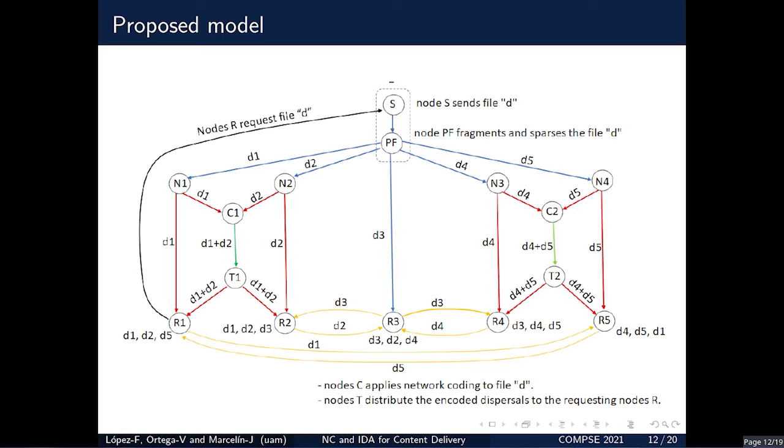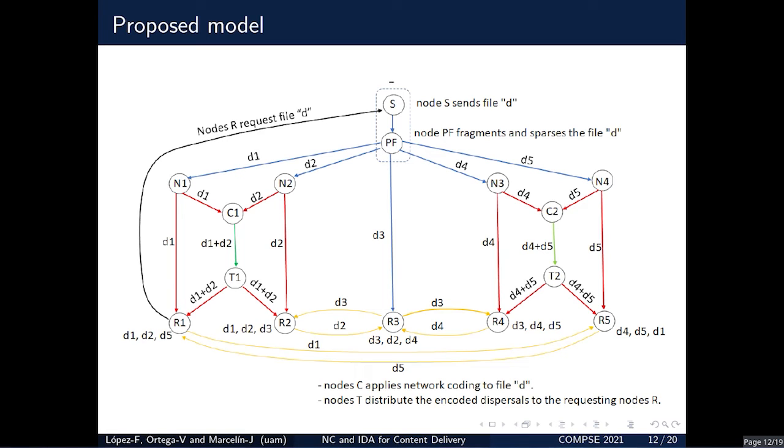This figure shows the topology proposed following the parameters explored with the IDA. This graph uses two butterfly schemes to deploy network coding. The source node S is the storage place for the files to send. First, the node S sends a solicited file to the fragmenting peer, or node PF.